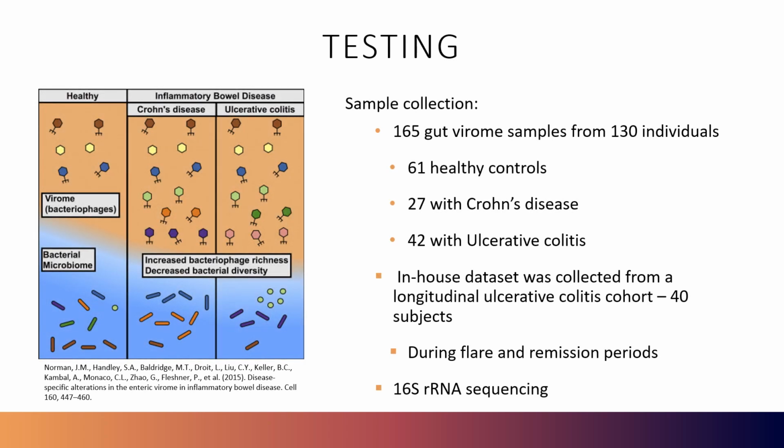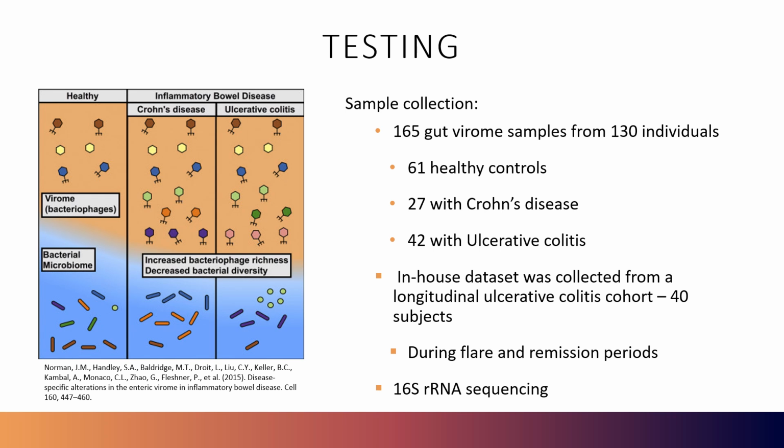The study reanalyzed a previously published IBD virome keystone dataset that consisted of 165 gut virome samples from 130 individuals. 61 of these individuals were healthy, 27 had Crohn's disease, and 42 had ulcerative colitis. Of these, 6 were known to be collected during Crohn's disease flare and 8 in Crohn's disease remission, and 13 in ulcerative colitis flare and 20 in ulcerative colitis remission. And then the viral DNA was extracted.